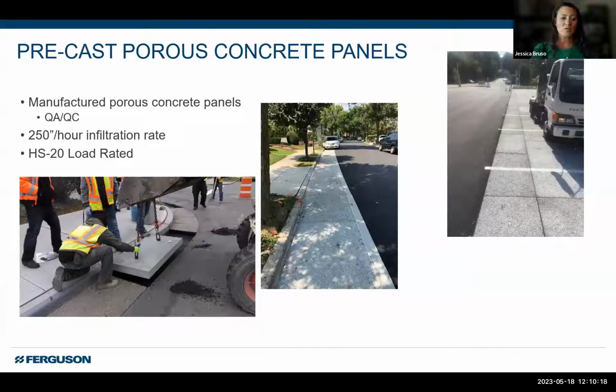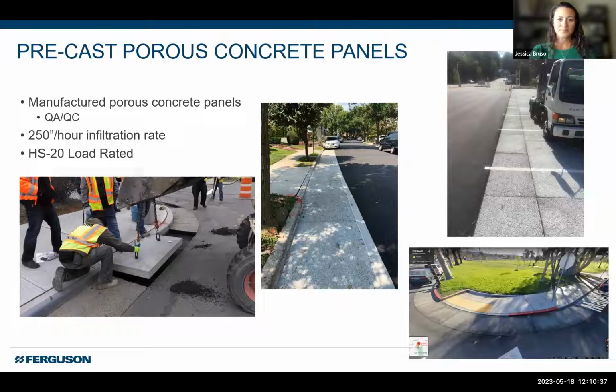They are HS20 load rated. And as you can see, these are very unique in the fact that, again, they're modular. They are going to be put in with a front loader. They have hooks in them that come out afterwards, but they can be used again if they need to be removed. Really great for porous gutter lines, parking areas, and the like. Radius as well, sorry. So basically anywhere water can stand and collect, really good for that as well.